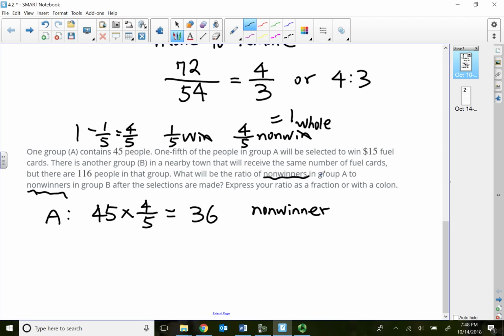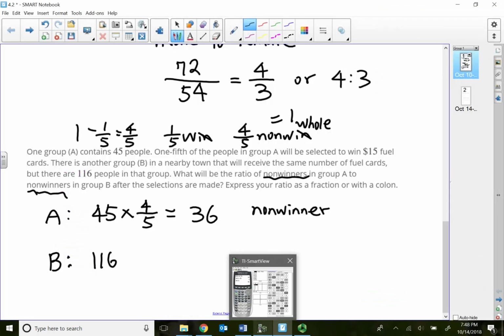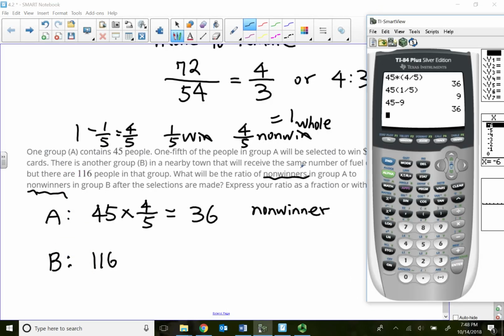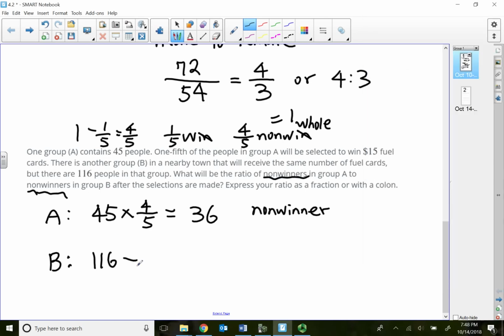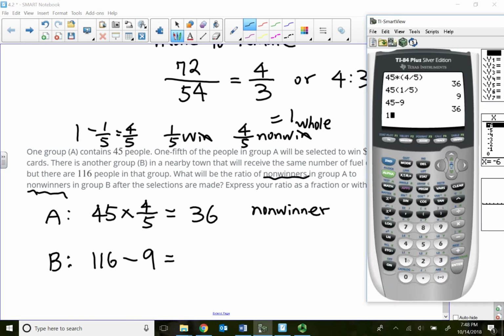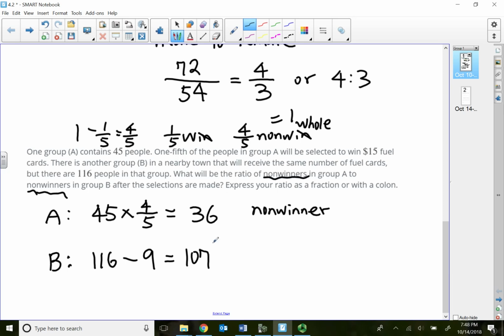Now, there is another group B nearby, right? It will receive the same number of fuel cards. So in group B, there are 116 people, and it has the same number of winners as compared to town A. In town A, I figured out just now that 9 people win. So town B will also get 9 winners. If I take the total and subtract the 9 winners, that tells me how many people would not win, which is 107.